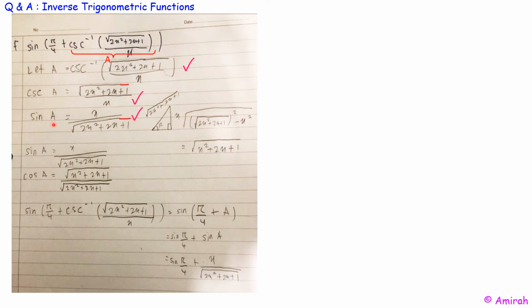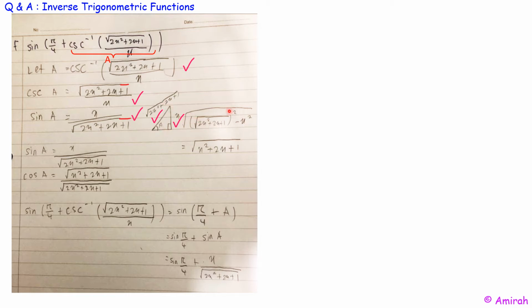And then from sine A equals to opposite over hypotenuse, so we can draw a right angle triangle. Okay, kita punya opposite adalah x. Okay, so ini betul. And then kita punya hypotenuse adalah square root of 2x squared plus 2x plus 1. Ini pun betul. Okay. And then from two sides here, okay, we can find the third side using Pythagoras theorem. Kita boleh cari yang adjacent ni guna Pythagoras theorem.